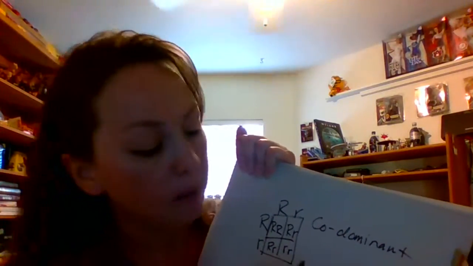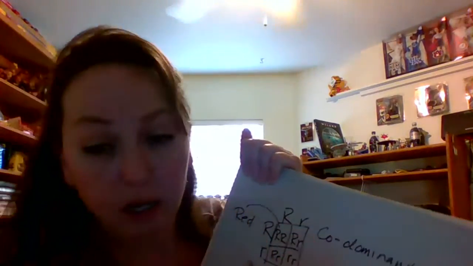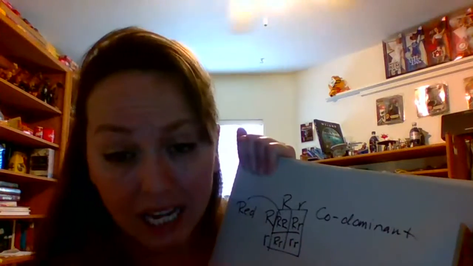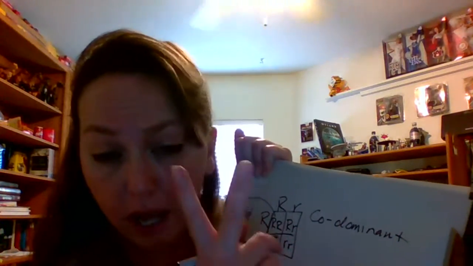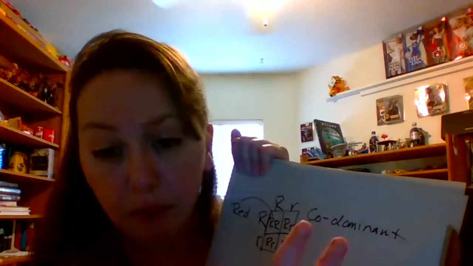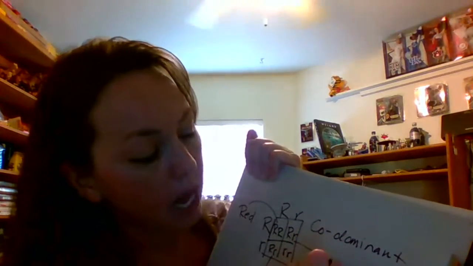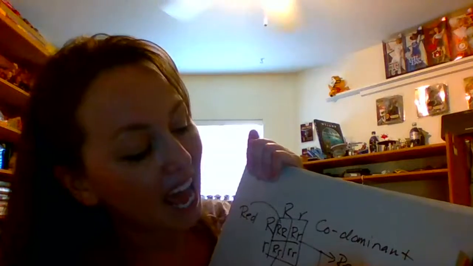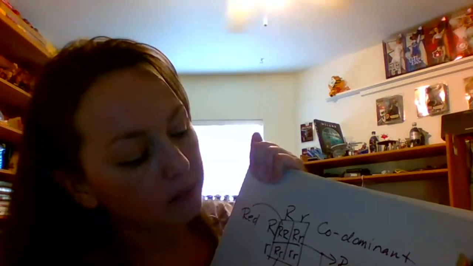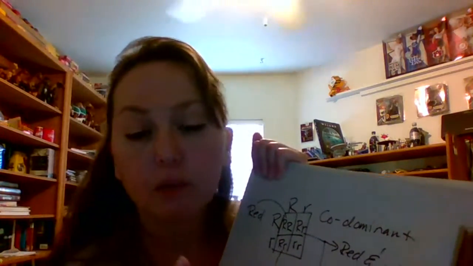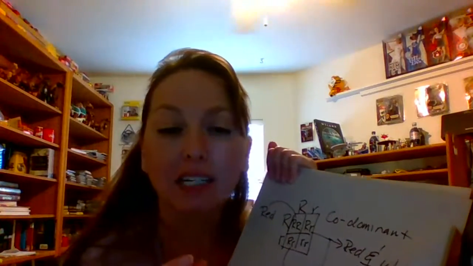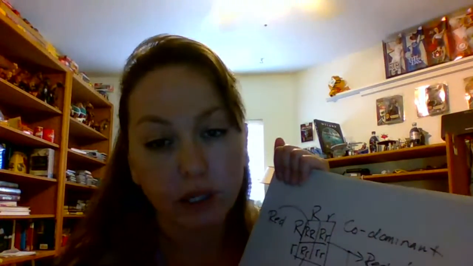So with codominant alleles, what ends up happening is that these plants would be red because they are homozygous for both alleles, and both alleles are making pigment. Then our heterozygotes would actually be red and white. So they would be expressing those pigments at exactly the same time right next to each other.